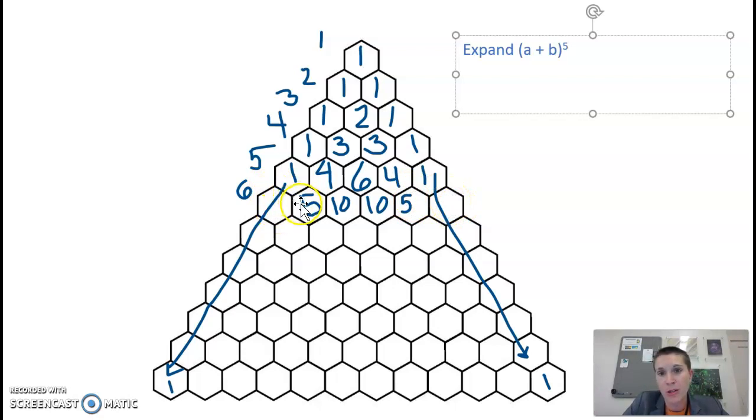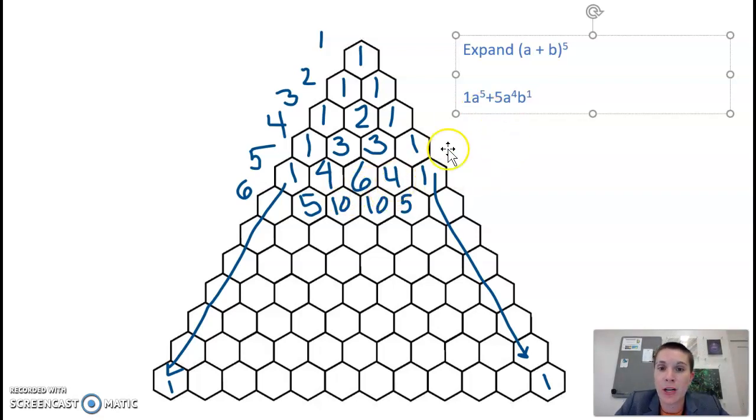So we're in the 6th row, so that tells us we're going to have 6 terms. These are going to be the coefficients of our 6 terms. So we'll have a 1, a 5, a 10, and then a 10, a 5, a 1. And then basically we're going to start with a. We're going to start with 1a, raised to the 5th. Our next term is going to be a raised to the 4th and b raised to the 1st, and it's all going to be multiplied by 5. So next term is 5a to the 4th, b to the 1st.